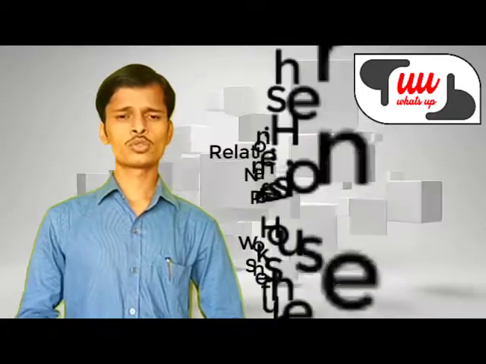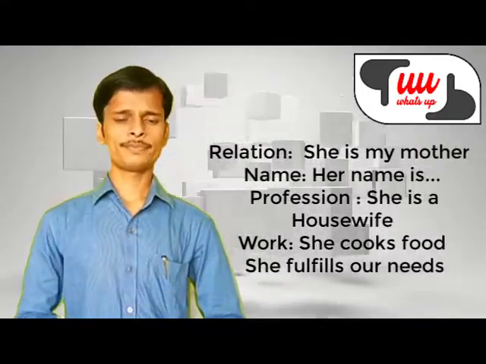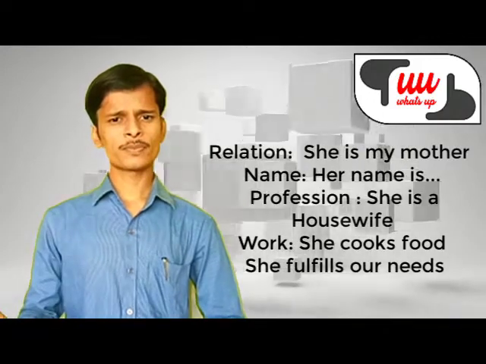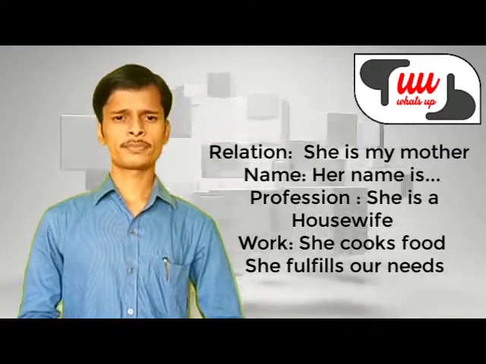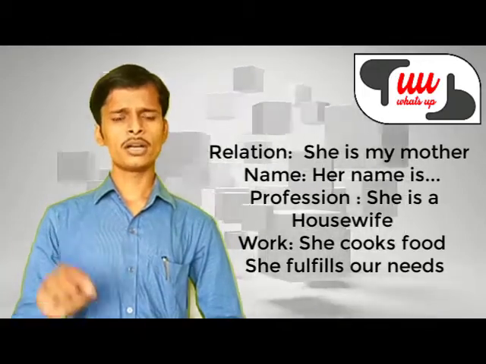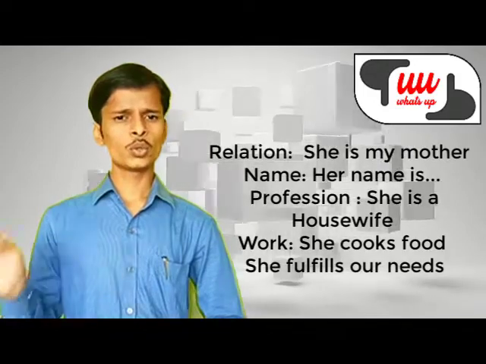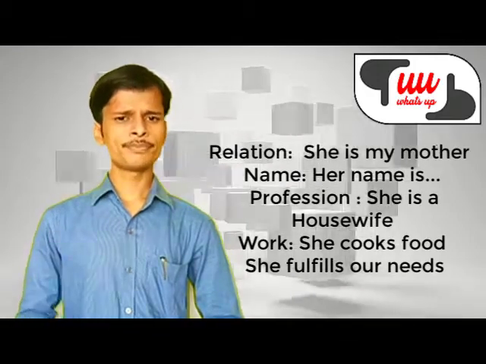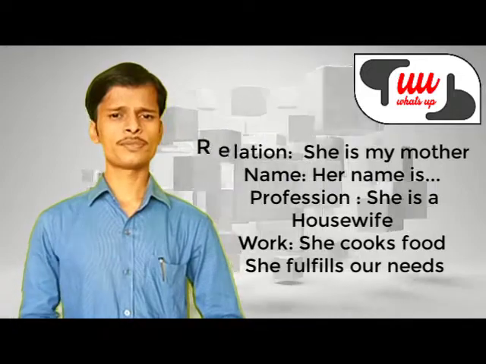You can also talk more things about your father using these three aspects. So suppose if you want to talk about your mother, you can go for it. So she is my mother. Very plain sentence. Her name is Siddhamma. She is a housewife. She cooks food. She fulfills our needs. All the things can be told with the help of these three parts.